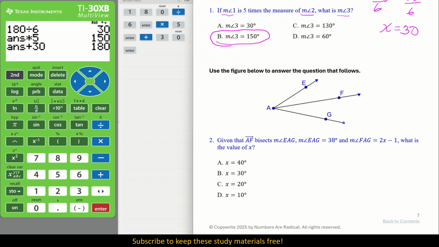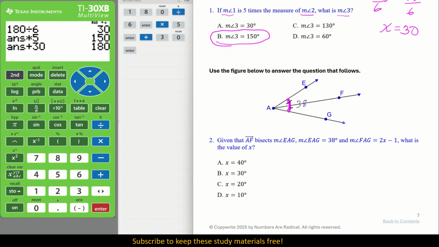So the entire angle EAG will be cut in half. Then this will give us a congruency here and a congruency here. That whole angle, they're telling us, is 38 degrees. Then it says that the measure of FAG is equal to 2x minus 1.